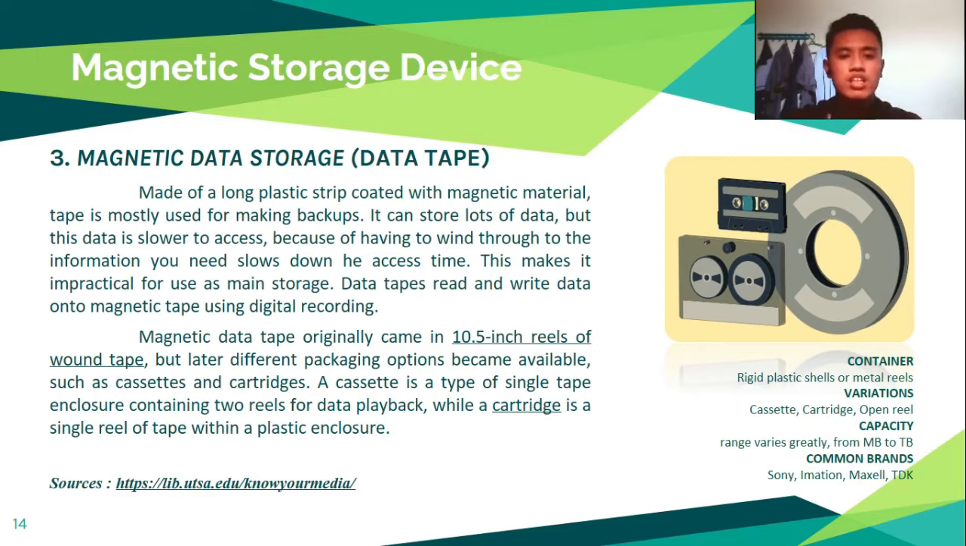Magnetic data tape originally came in 10.5-inch reels of one tape, but later different packaging options became available, such as cassettes and cartridges. A cassette is a type of single tape enclosure containing two reels for data playback, while a cartridge is a single reel within a plastic enclosure.